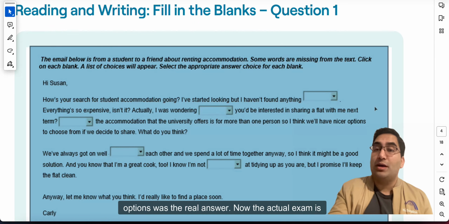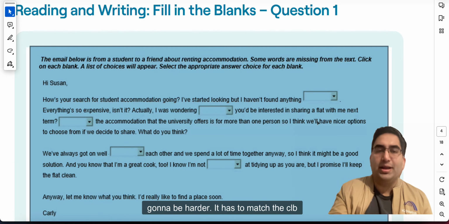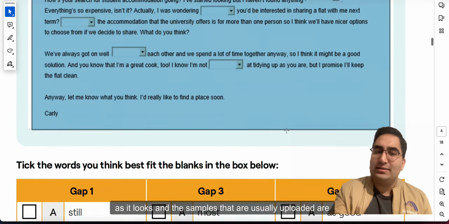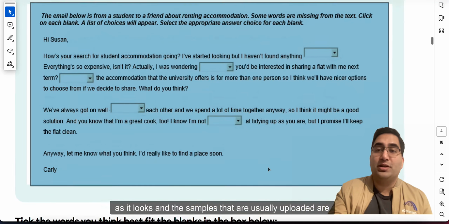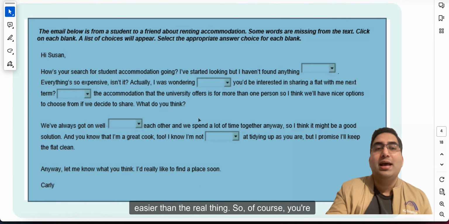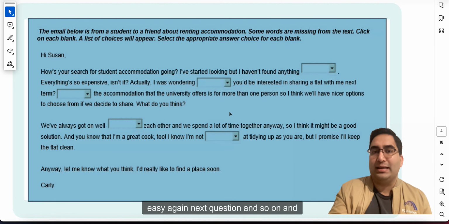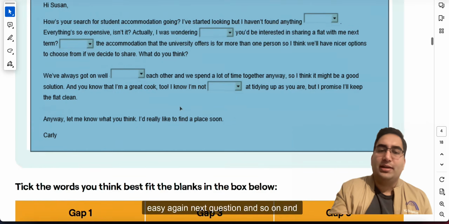And that one of those options was the real answer. Now, the actual exam is going to be harder. It has to match the CLB standards of other exams. So this is not as easy as it looks, and the samples that are usually uploaded are easier than the real thing. So, of course, you're going to get some easy breaks, but don't expect it to be that easy. Again, next question, and so on.